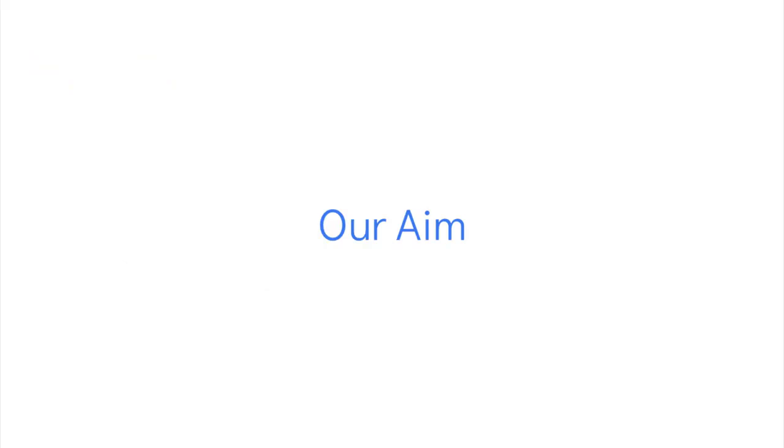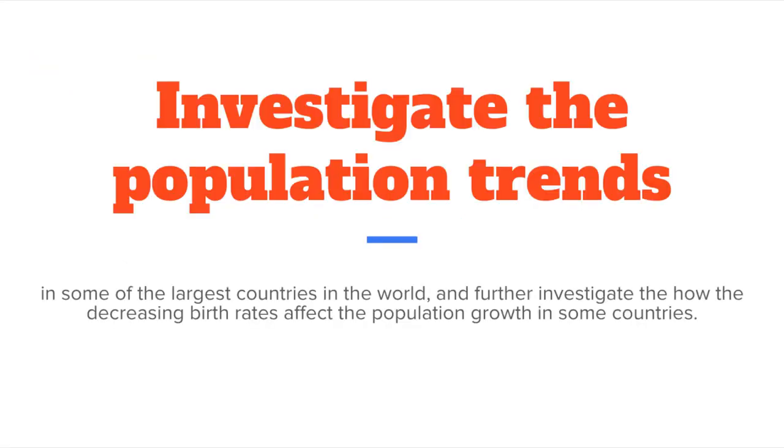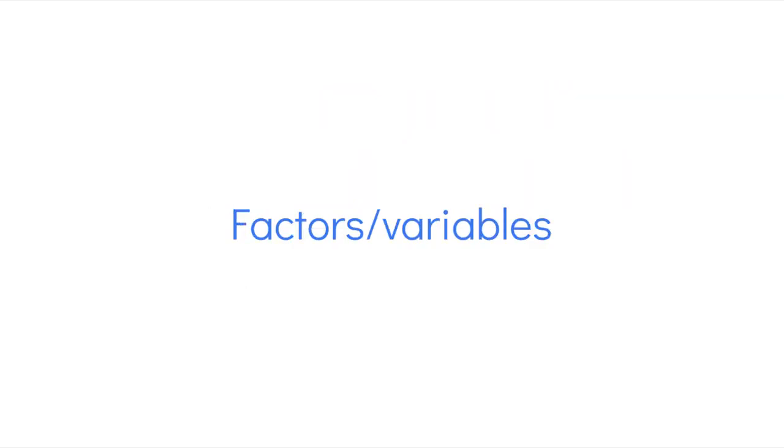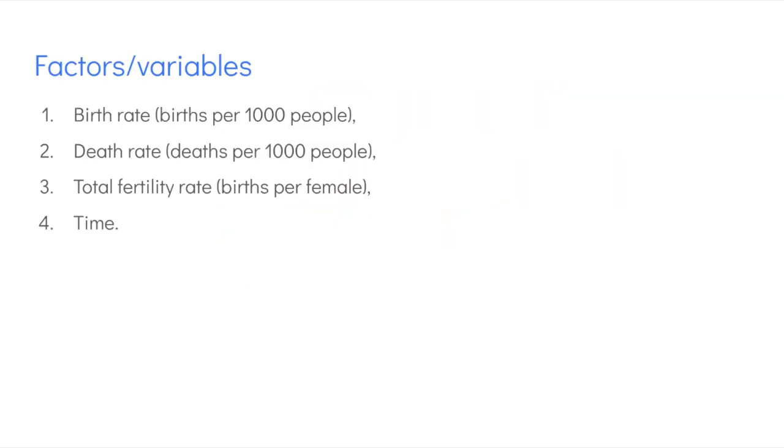This brings us to the aim of our project, which is to investigate the population trends in some of the largest countries in the world and further investigate how the decreasing birth rates affect the population growth in some countries. In our analysis, the main contributing factors and variables taken into consideration are the birth rate per 1,000 people, death rate per 1,000 people, total fertility rate, and time.